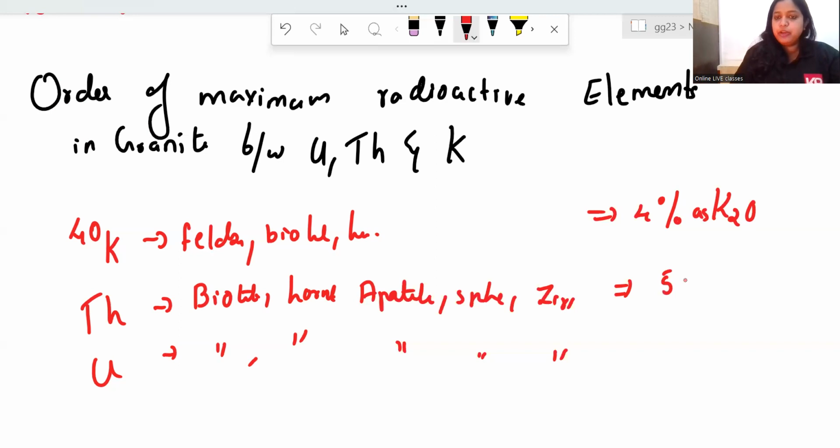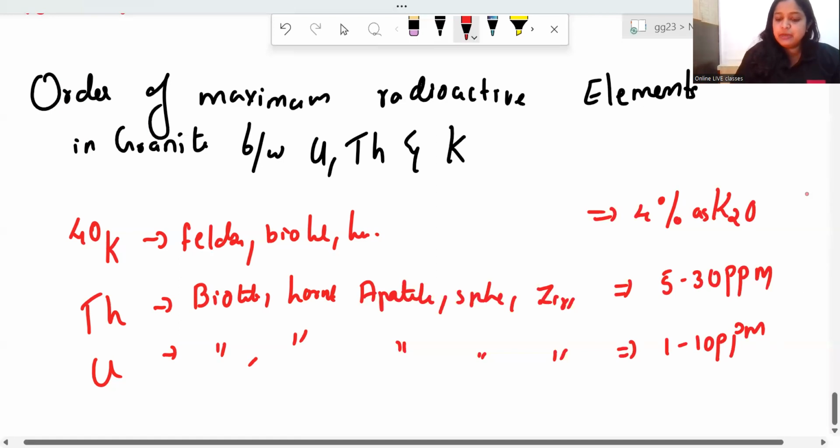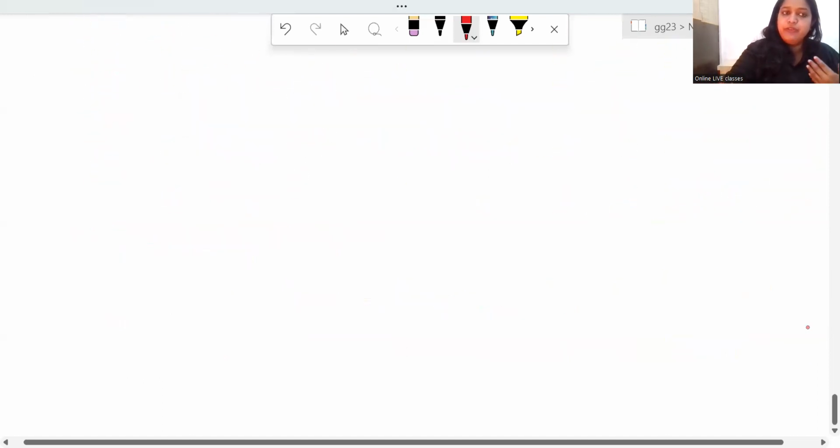Thorium may be 5 to 30 parts per million, and uranium 1 to 10 parts per million in granite. 40K decays by beta decay, while thorium and uranium undergo alpha and beta decay. Most of the decay will be beta, then alpha. So 40K content will be higher, hence beta decay will be higher in granite. This was not a very easy question, but if you know the details, the value will be okay.